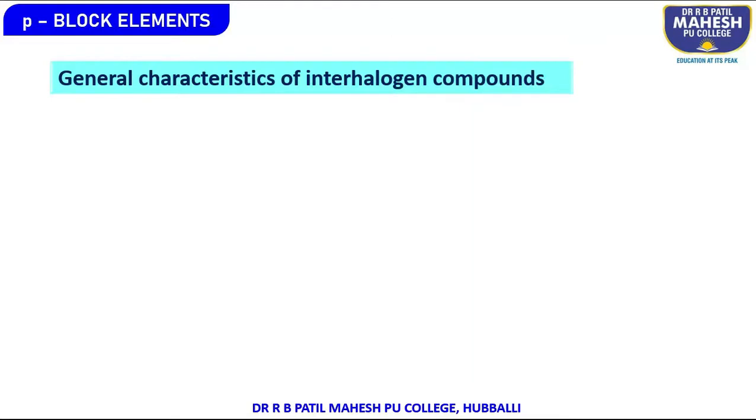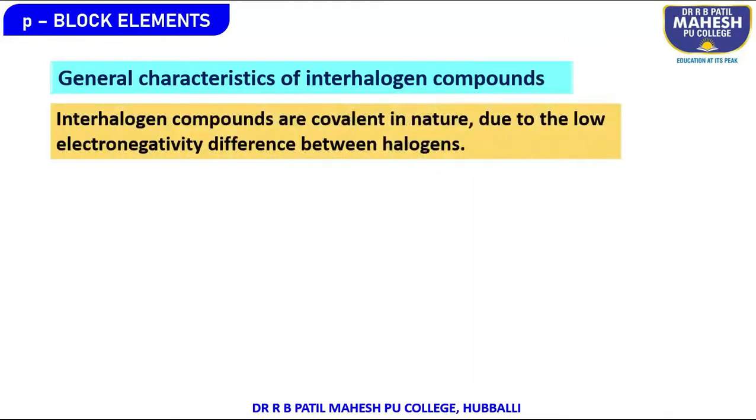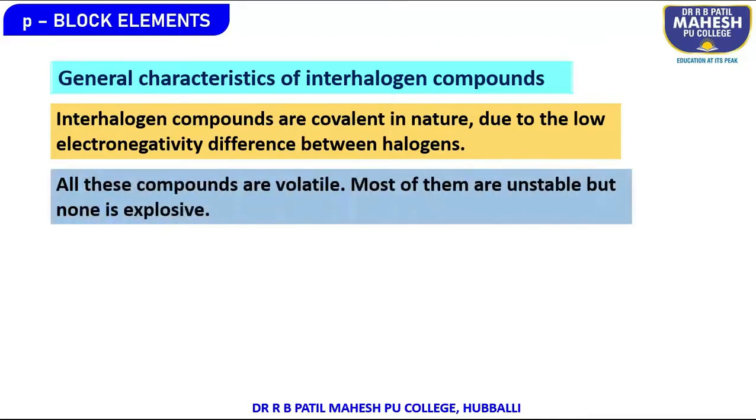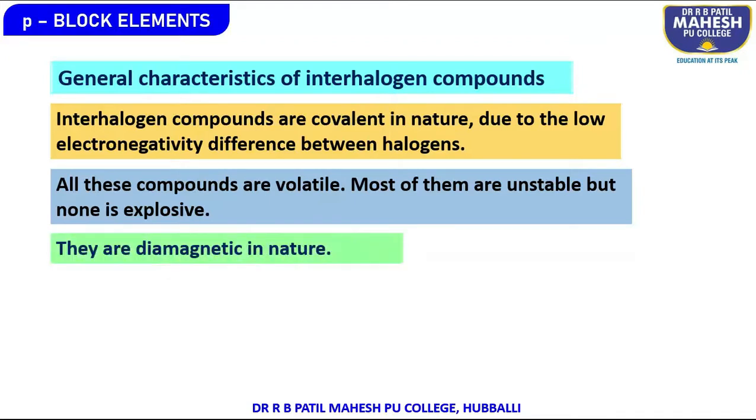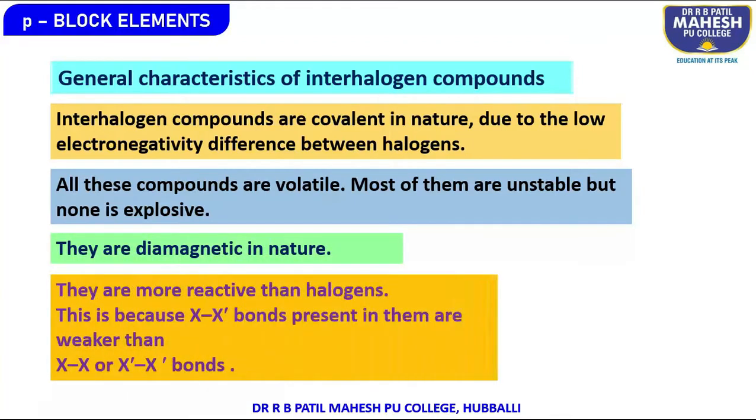General characteristics of interhalogen compounds. Interhalogen compounds are covalent in nature due to the low electronegativity difference between halogens. All these compounds are volatile. Most of them are unstable, but none is explosive. They are diamagnetic in nature. They are more reactive than halogens.